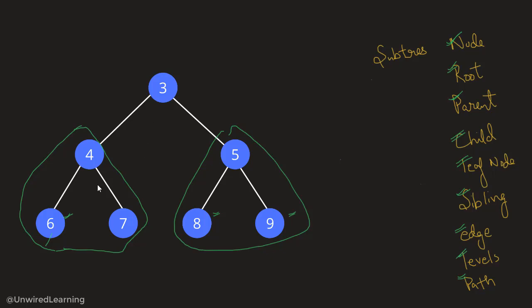That means we have 3, then we divide this into a subtree, then we divide every element into a subtree. So it's easy for us to perform a particular task. Now this was it. These were the basic terms that you should understand: node, root, parent, child, leaf node, sibling, edge, levels, path and subtree. Make sure you understand these, as they are the basics of a tree.